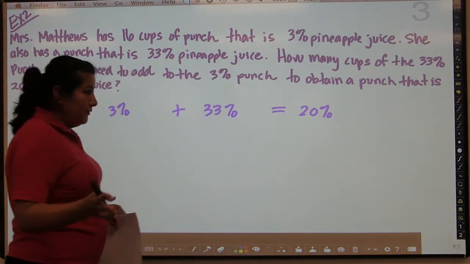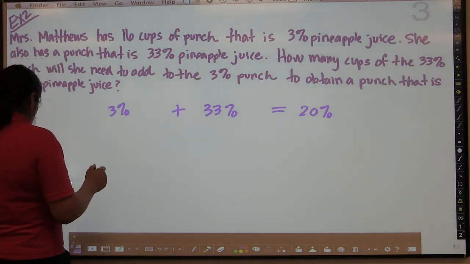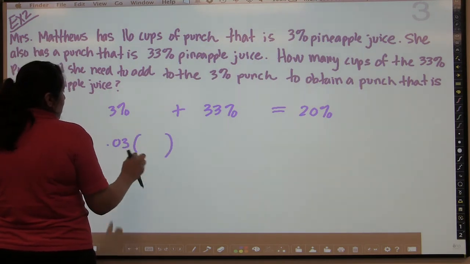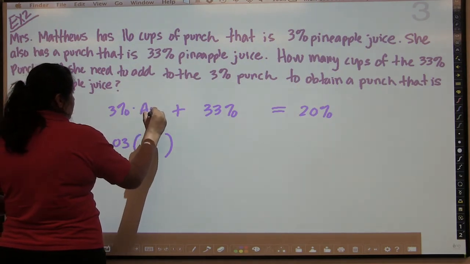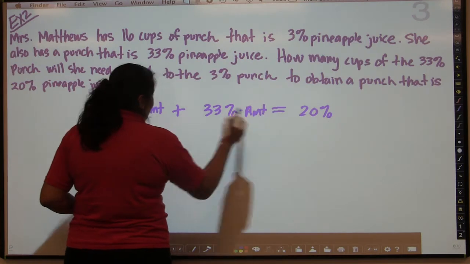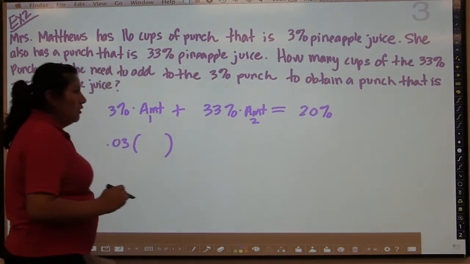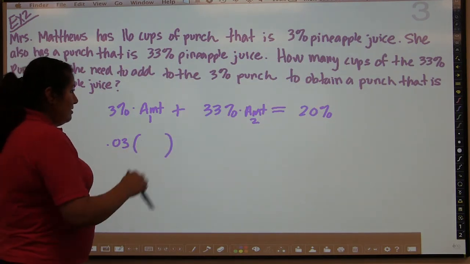Well, the first thing we want to do is convert these percentages to actual decimals. So we're going to go 0.03 times something. The percent is going to be times the amount. So here we have amount, here we're going to have an amount, but they're not the same amount. So amount 1, amount 2 maybe. Okay? And then eventually you want a 20% solution of both amounts combined.